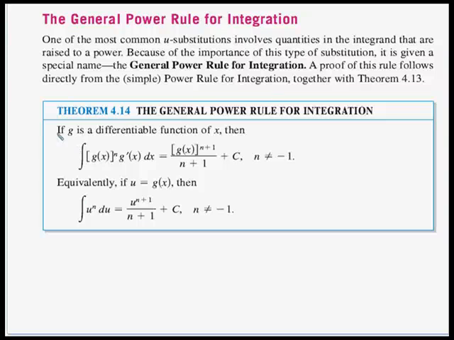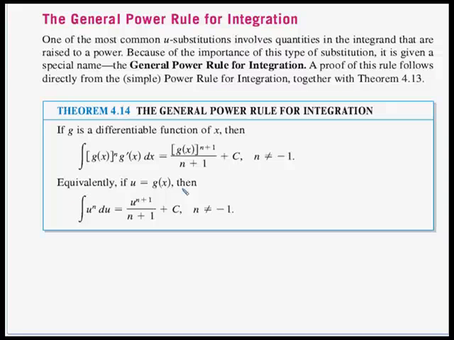So, if g is a differentiable function of x, then the antiderivative of g of x to the n power times g prime of x dx becomes our inner function raised up 1 power divided by the new power, plus c. Remember, the g prime of x dx is sort of consumed in the process of taking the antiderivative.